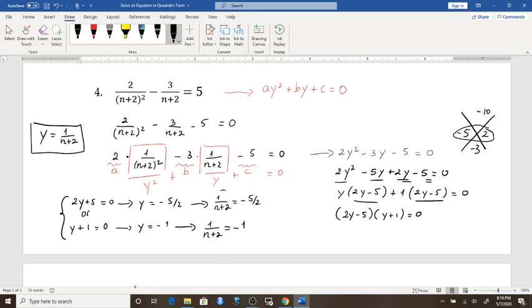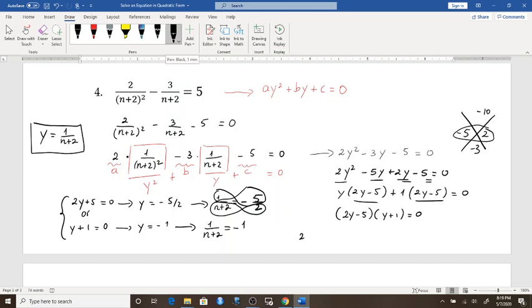Okay, alright, so let's start to solve this one. 1 over n plus 2 equals negative 5 over 2. We can cross multiply, right? So in order to make sure that you don't get confused the way I wrote it down, let's rewrite this as negative 5 over 2 in this way. When you cross multiply, you need to multiply 1 by 2, and then this negative 5 with n plus 2.